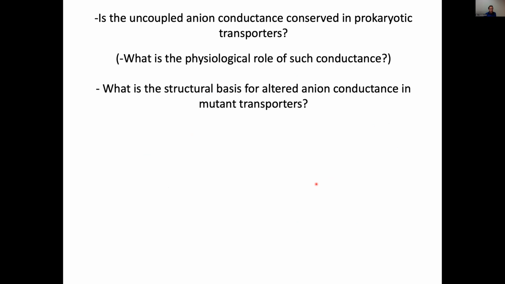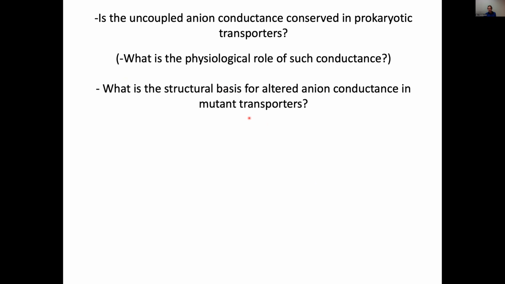Now, the questions that we asked really when we started working with the server, actually to play around with the machine, is whether the uncoupled anion conductance is conserved in prokaryotic transporters. Then if yes, and the spoiler is yes, it is, what is the physiological role of such conductance? And that question we still cannot answer, whereas in mammalian cells, it's probably related to chloride homeostasis. I find it unlikely that it would have the same role in the prokaryotic transporters. So maybe it's just inherent to the transport mechanism.